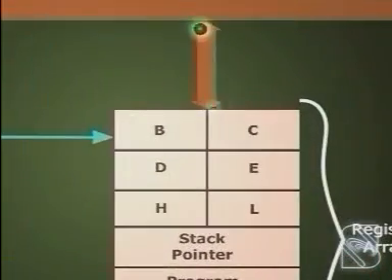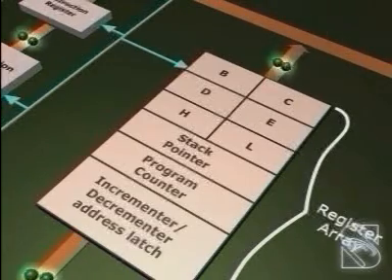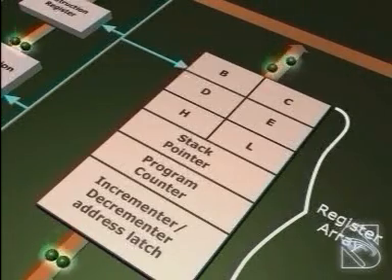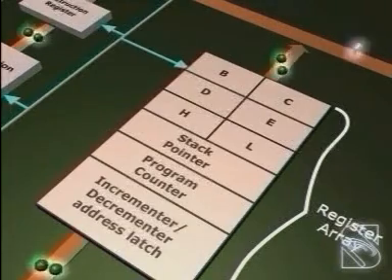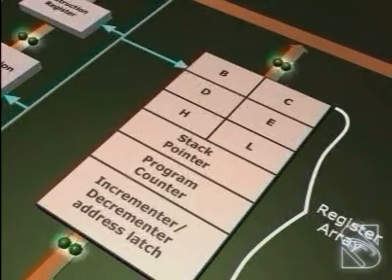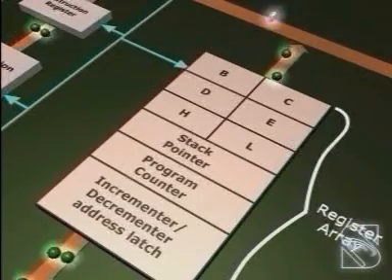Stack pointer or SP. Stack pointer is a 16-bit register used as a memory pointer. It maintains the address of the last byte entered into the stack. Stack is a portion of RAM. The stack pointer is decremented each time data is loaded into the stack and is incremented when data is retrieved from the stack.